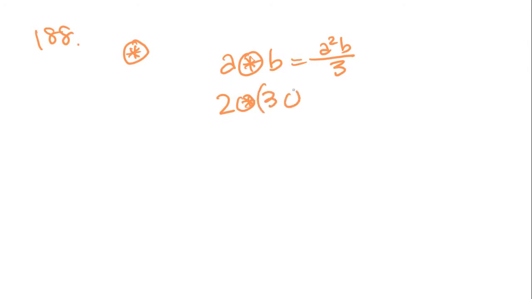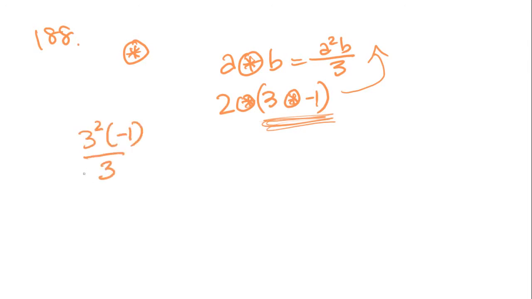188, if the operation, and it looks like a little snowflake, Operation Snowflake is defined for all A and B by the equation A snowflake B equals A squared B over 3, then we're going to be looking for 2 snowflake 3 snowflake negative 1. First thing we want to do is figure out this so that we can snowflake it by 2. So if we snowflake the 3 and the negative 1, we plug it into this equation and substitute the A and the B, and we get 3 squared times negative 1 over 3. Cancel out the 3 and we get negative 3.